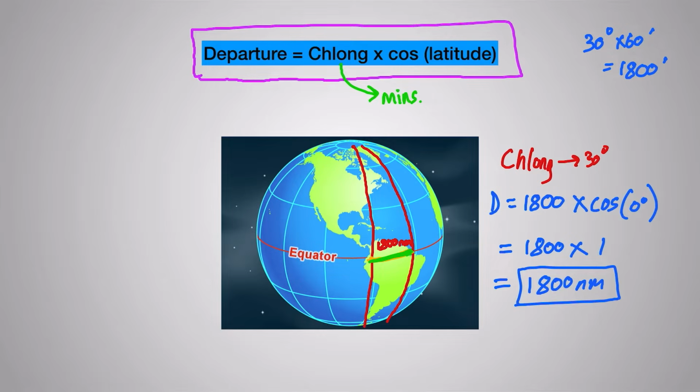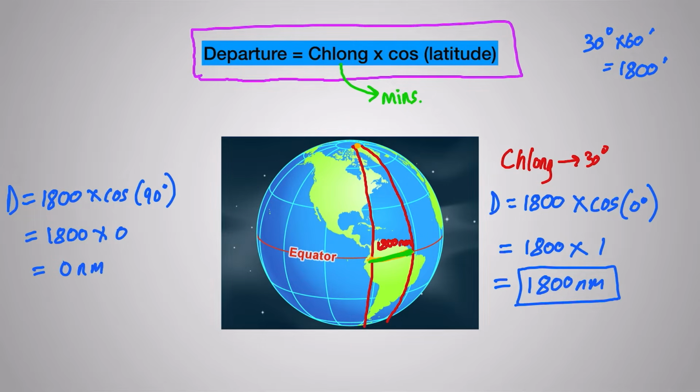Similarly, now if we wanted to calculate the departure along the same longitudes at the pole, how will we do that? The change in longitude is 30 degrees only, so I'll put the formula, which is departure equals change in longitude into cos of 90 degrees. 90 degrees, why? Because the latitude at the pole is 90 degrees. So my answer will come out to be 1800 into 0, which is 0 nautical miles. So we can see that the departure is 0 at the poles and it is maximum at the equator. I hope you understood the idea behind finding the departure.